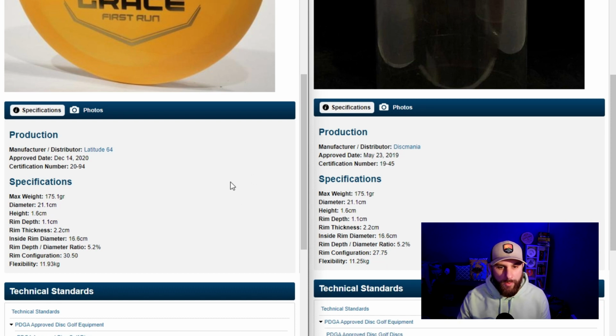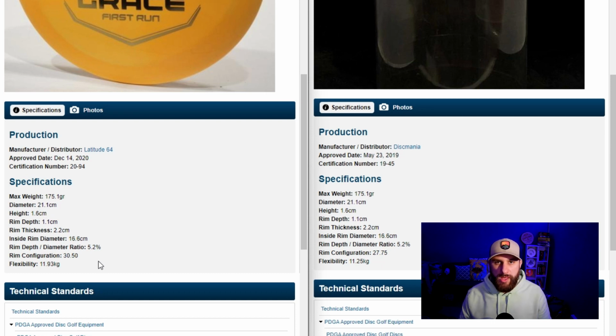Well, lo and behold, I came onto the PDGA's website, and this scenario is what started my journey through disc specifications. If you take a look here, you've got the Grace on the left and the Enigma on the right. They are identical numbers all the way down, right? Max weight, diameter, height, rim depth, rim thickness, inside rim diameter, rim depth to diameter ratio. The only big difference is the rim configuration, which is the sharpness of the edge, or the nose, of the disc. So the Enigma is a little bit sharper because it's a lower number than the Grace. If you gave me a Grace and I felt it, I could tell the sharpness of the edge, but everything else would feel the same. The thickness, the depth. I could even feel the height being very similar in that sense.